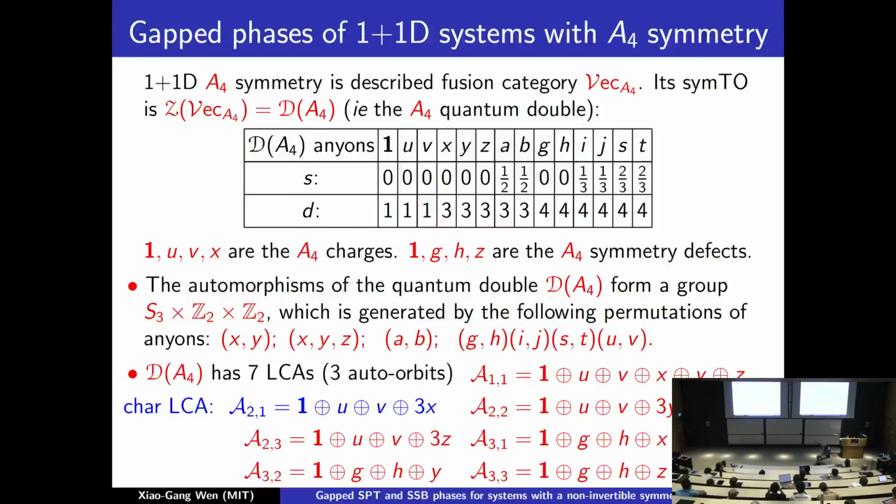And we find that there are 7 Lagrangian condensed algebras. So those are 7. And the one in blue is also a condensed algebra, which you can see is formed only by symmetry charges. The condensation of this condensed algebra would give rise to the boundary described by Vec A4. So that corresponds to this A4 symmetry. So that's this picture.